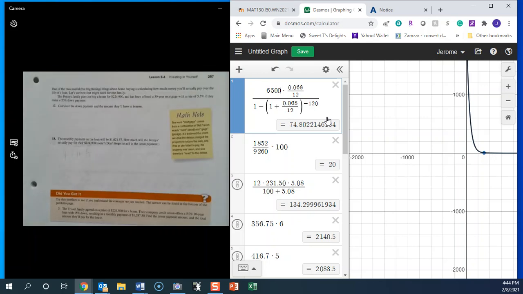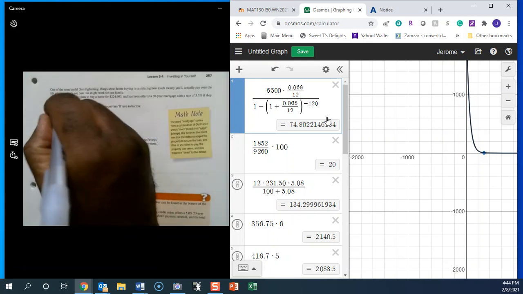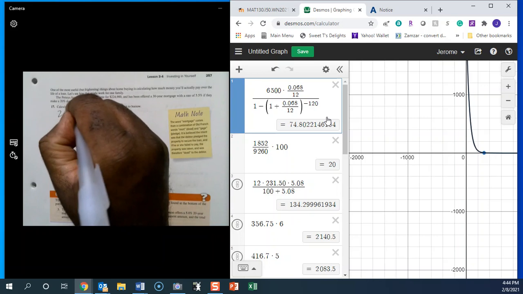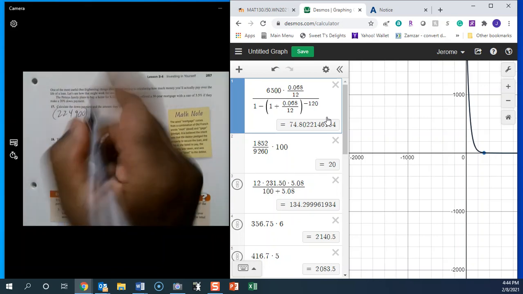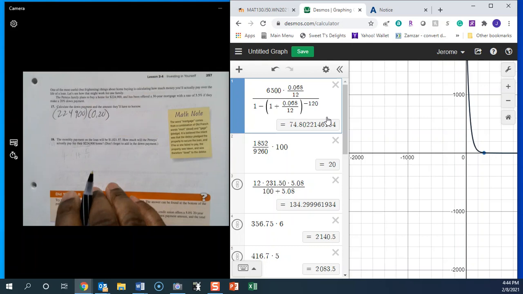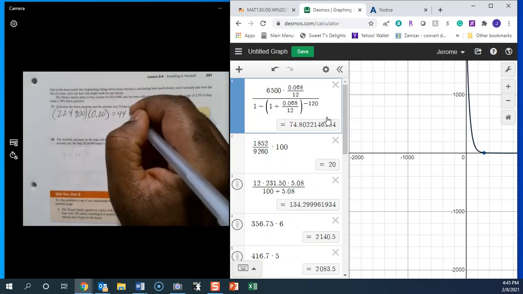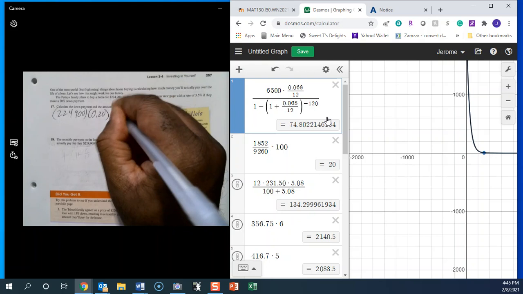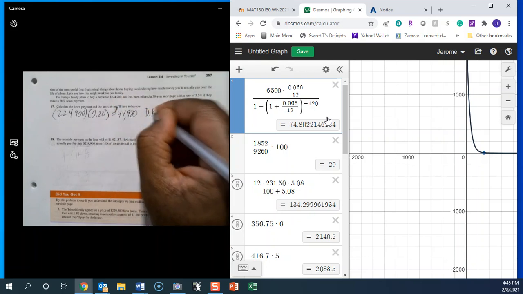Okay, now, it says the Petty's family plans to buy a house for $224,900 and has been offered a 30-year mortgage with a rate of 5.5% if they make a 20% down payment. Calculate the down payment and the amount they'll have to borrow. Okay. So the house is $224,900 and they're going to put a 20% down payment. So their down payment is going to be $44,980. That is the down payment.